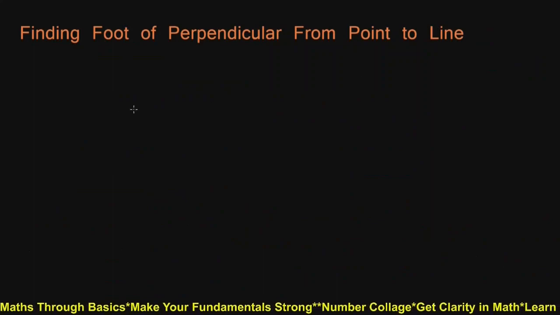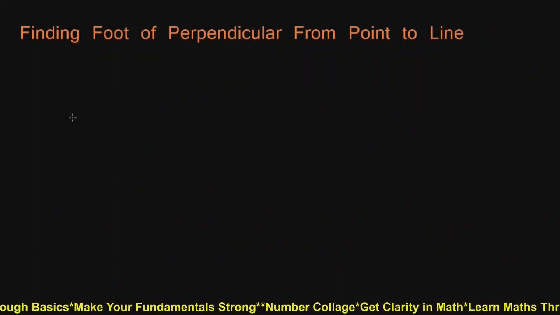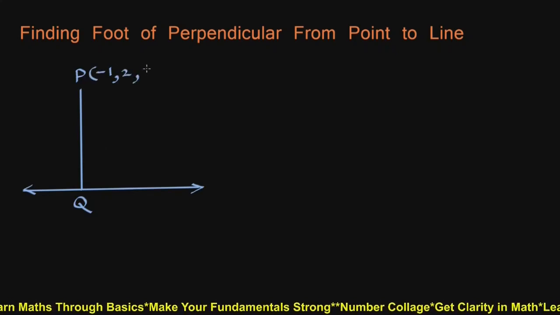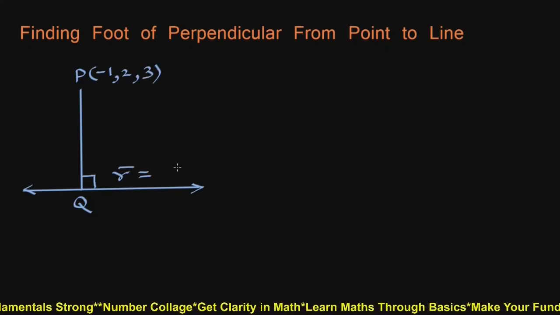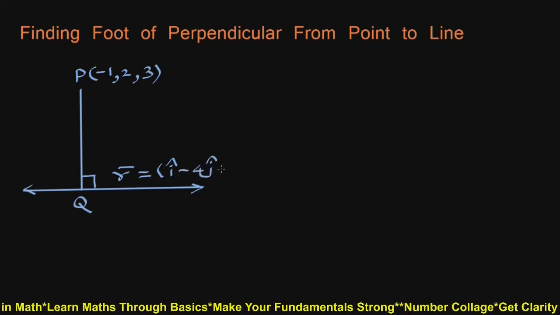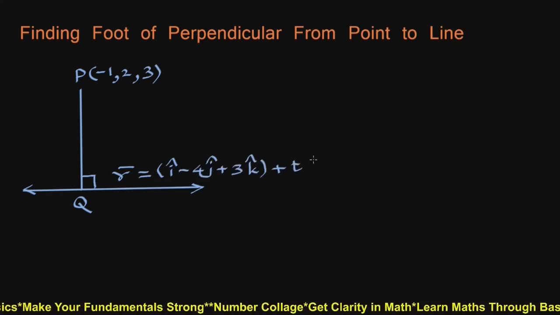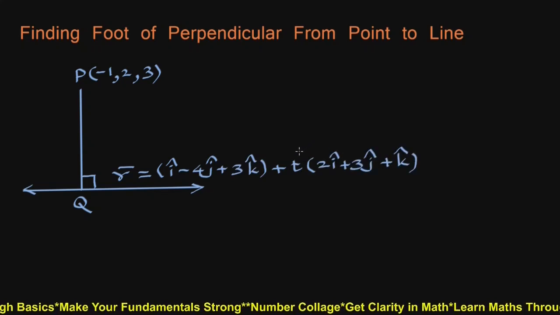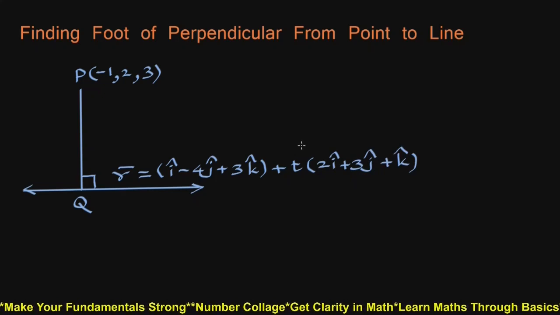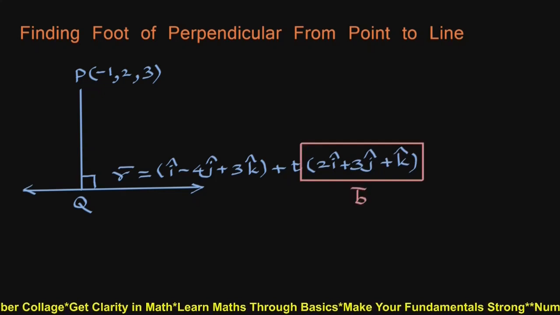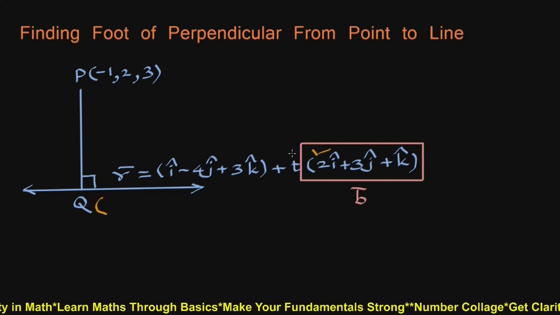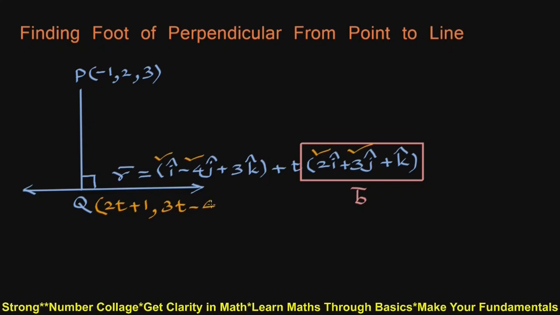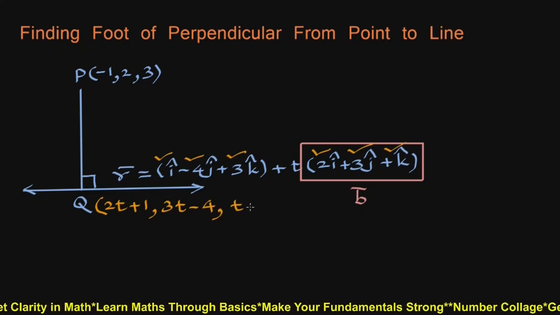We have to find the coordinates of the foot of the perpendicular Q from the point P (-1, 2, 3) to the line r bar equals i cap minus 4j cap plus 3k cap plus parameter t into (2i cap plus 3j cap plus k cap). This line is parallel to this vector b bar. Coordinates of point Q will be of the type (2t + 1, 3t - 4, t + 3).